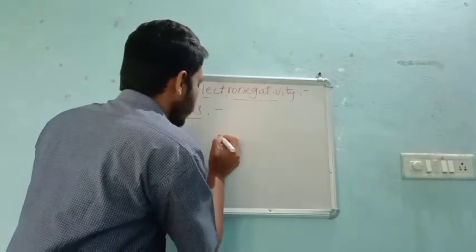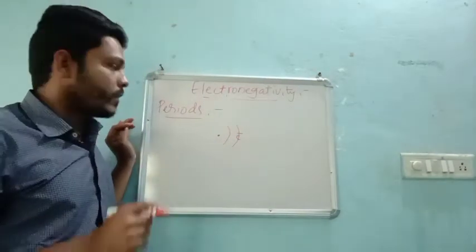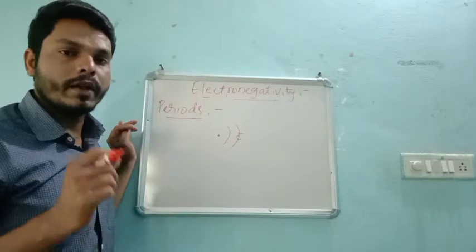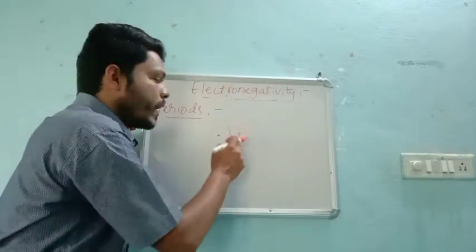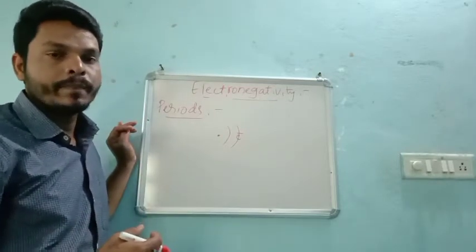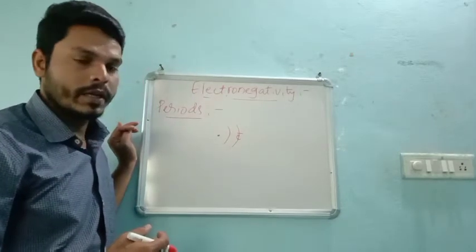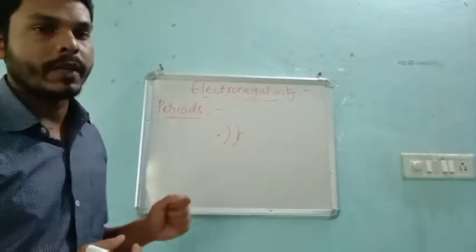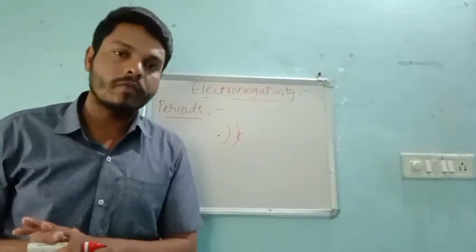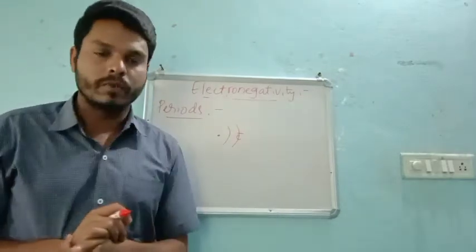If it is decreasing, what happens? The distance between the nucleus and the valence shell electron decreases. If the distance between the nucleus and the valence shell electron decreases, then definitely it will be very difficult for us to remove the valence shell electron. Why? Because as the electron comes nearer to the nucleus, the strong bond formation takes place between the nucleus and the valence shell electron. Once the strong bond formation takes place, then very simply we can say it will be very difficult for us to remove the electron.